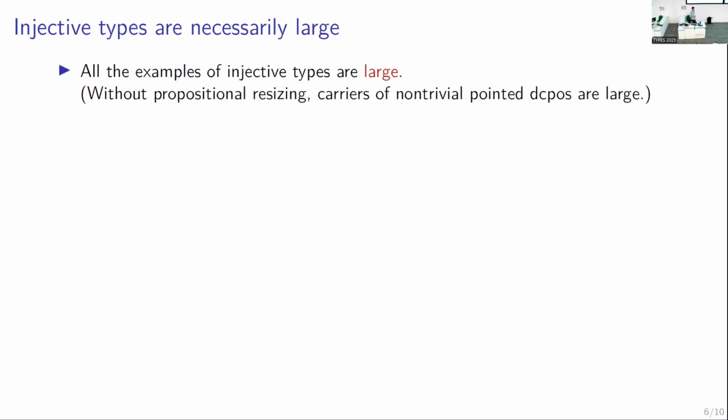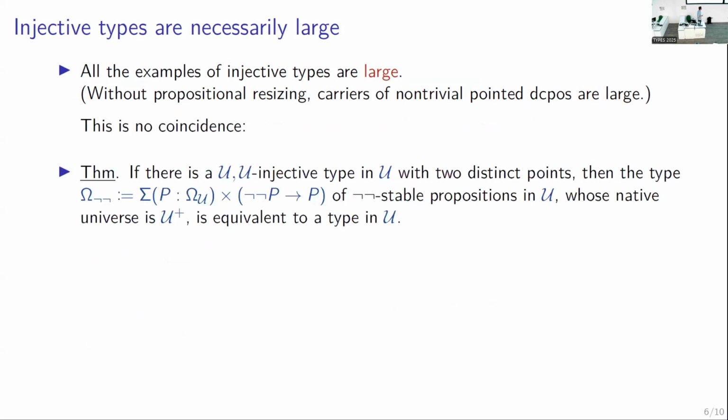Okay, so all the examples that I've shown you so far, they're all large, like a universe, type of ordinals, etc. And that's really no coincidence. You can prove the following theorem. So here I have to be a bit careful with the universe levels again. But basically, if you have an injective type in U that is injective with respect to things in U, then this type here of not stable propositions must be small. So it must have an equivalent copy in the universe U, even though its native size is in U plus because you're summing over all of these propositions in U.